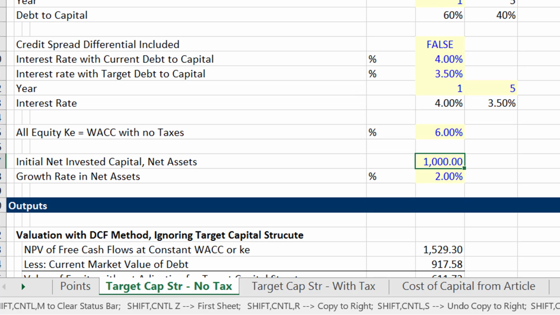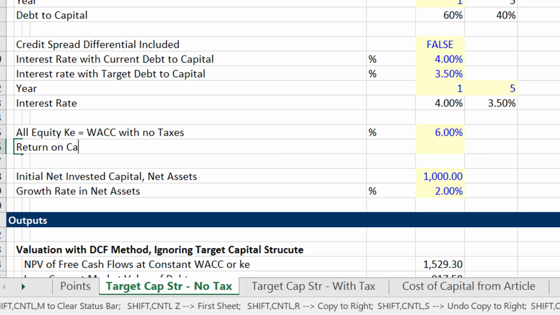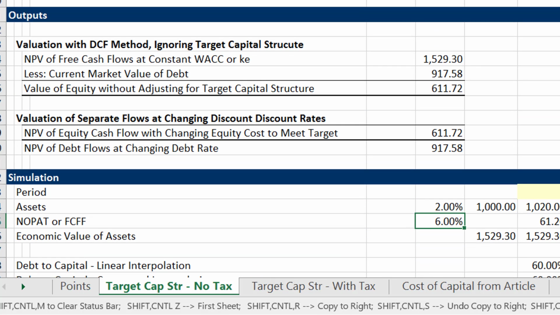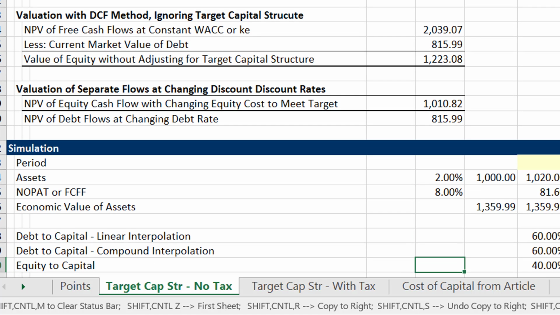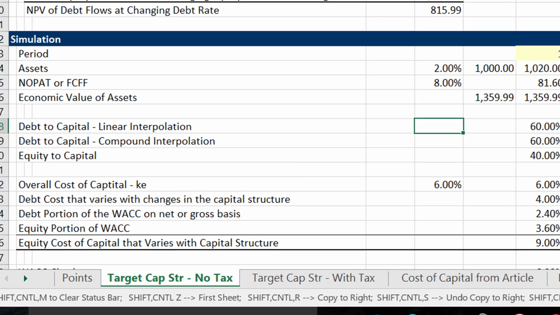Let's put our return on capital, and let's make that a number. Let's make that 8%. So we're earning a little bit more than the cost of capital, and watch me screw everything up by this. Okay, so it didn't affect anything, so we're earning more than our cost of capital, and we're growing. Okay, now here is the big thing.